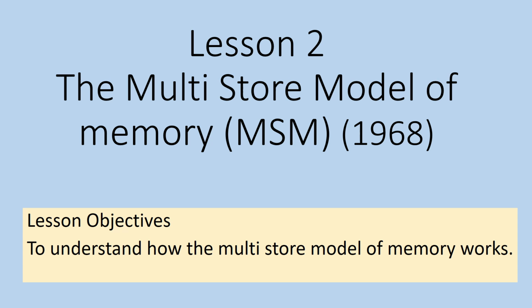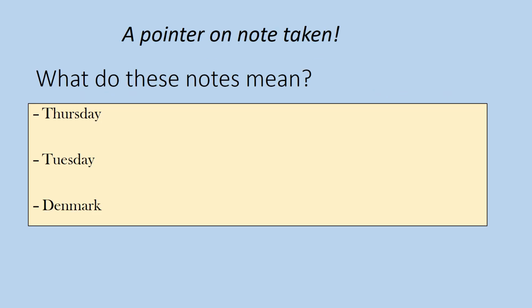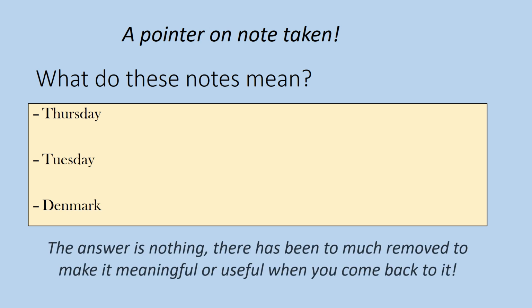So I just want to give you a couple of go though. What's this? What do these notes mean? Thursday, Tuesday, Denmark. Well, the answer is, to be honest, is nothing. There's no meaning that you can really draw from here. You can't make sense of it.